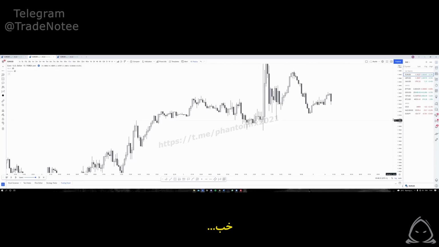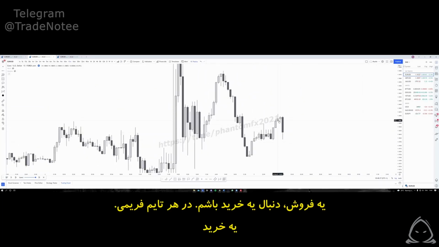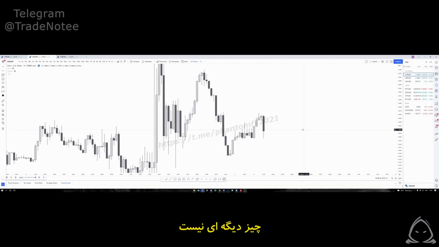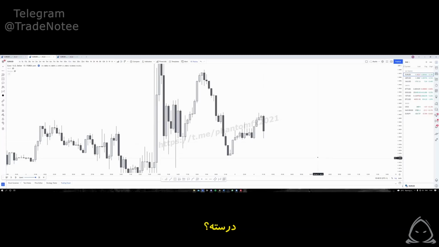So my process is, I want a buy before a sell on any time frame, a buy before a sell that gets engulfed, or a sell before a buy that gets engulfed. That's it, nothing else. So let's find our buy to sell, which is this candle here. Buy to sell gets engulfed.